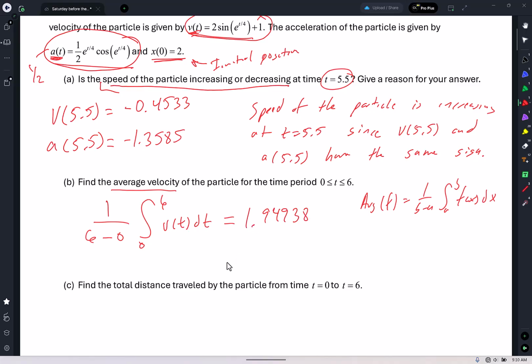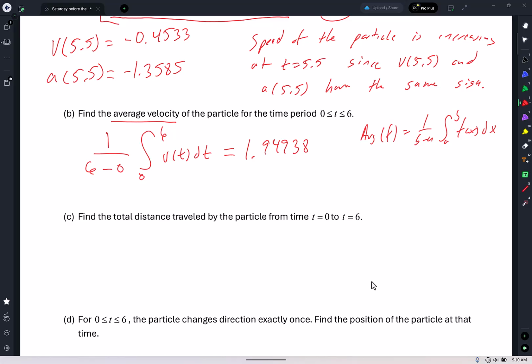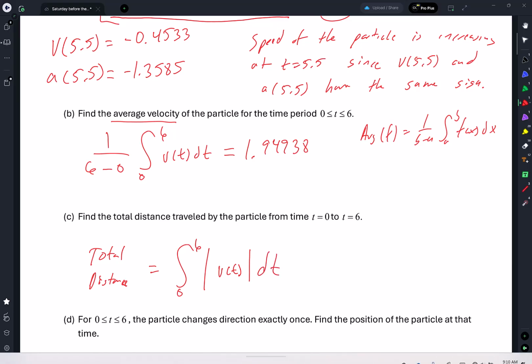Okay. Find the total distance traveled by the particle between 0 and 6. How do I find total distance? Absolute value. Perfect. See, you guys have got it. Total distance equals the integral from 0 to 6 of the absolute value of velocity. If you don't put the absolute value, it's displacement. So there it is, absolute value of velocity.